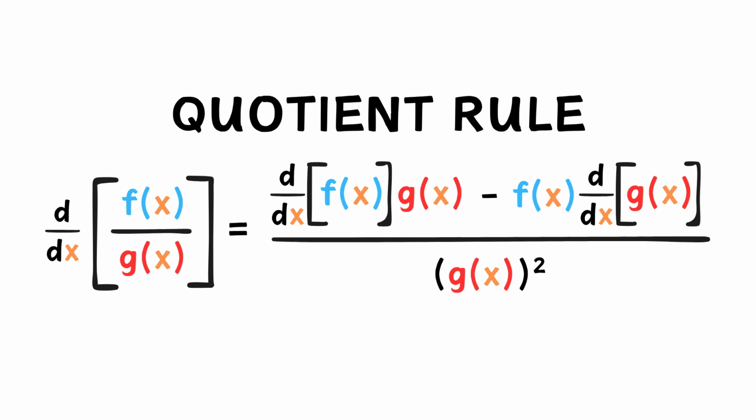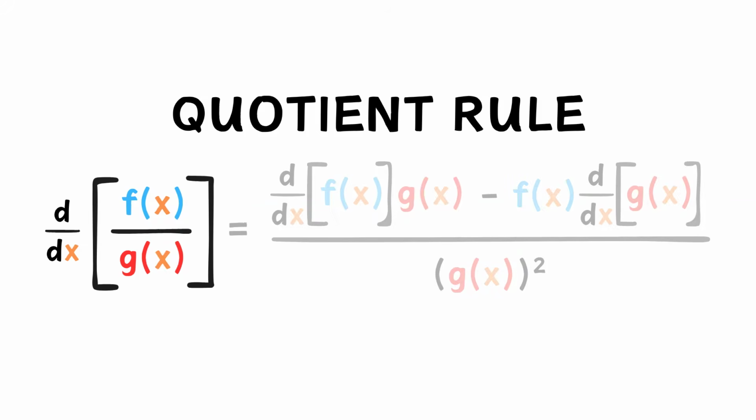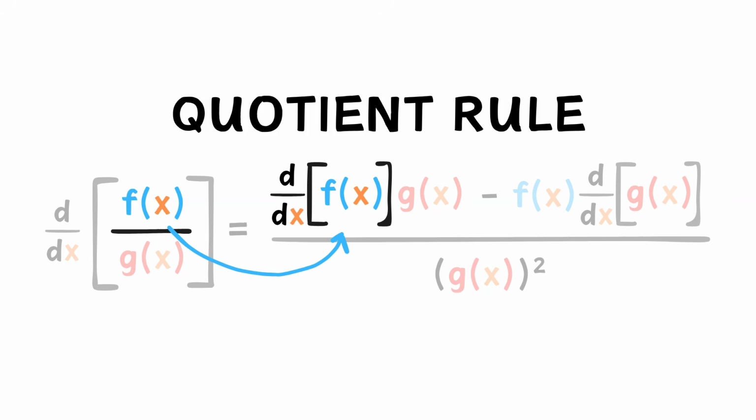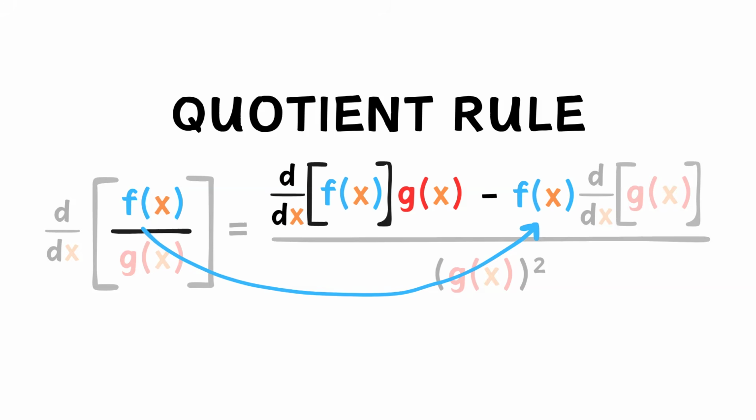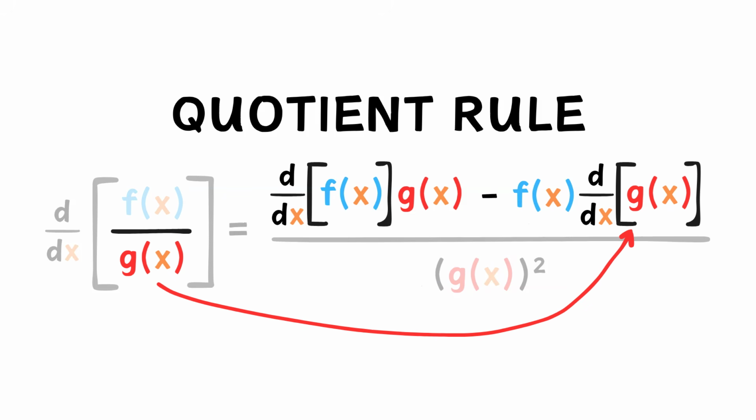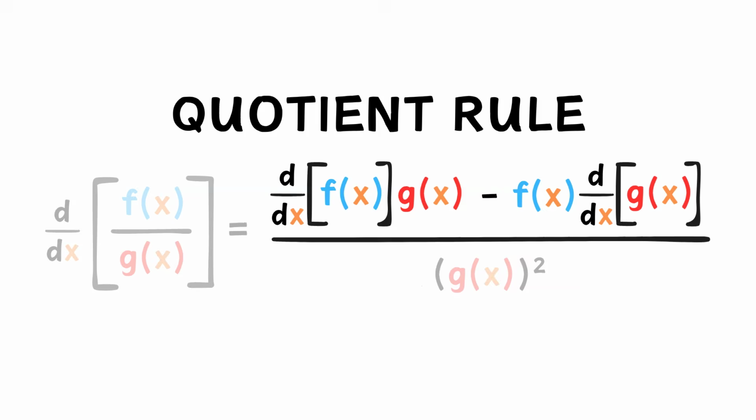This is the quotient rule. The quotient rule is used when we are finding the derivative of the quotient of two functions. In the quotient rule, first we take the derivative of the function in the numerator and then multiply this by the function in the denominator. From this, we subtract the product of the function in the numerator and the derivative of the function in the denominator. And finally, we divide all of this by the function in the denominator squared.